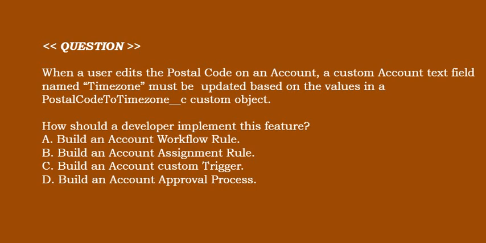Option A. Build an account workflow rule. Option B. Build an account assignment rule. Option C. Build an account custom trigger. Option D. Build an account approval process. Correct answer is option C.